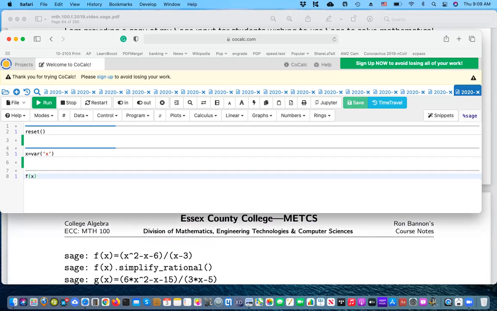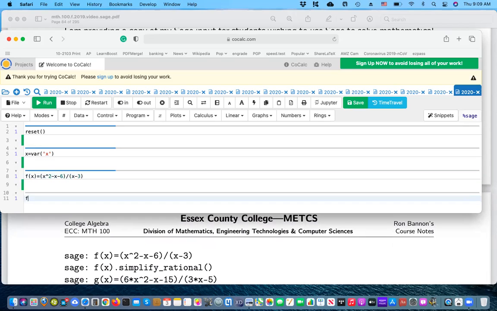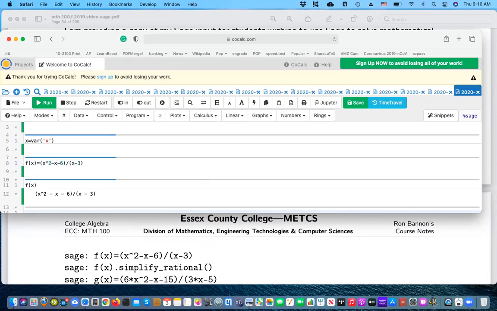I'm going to say, f is a function of x. The equal sign is an assignment operator. So I'm assigning to f of x squared minus x minus 6, and then I'm going to divide it by x minus 3. And then hit shift return. Now I'm going to display f of x for you. And what does it give me back? Exactly what I typed in, x squared minus x minus 6 divided by x minus 3.